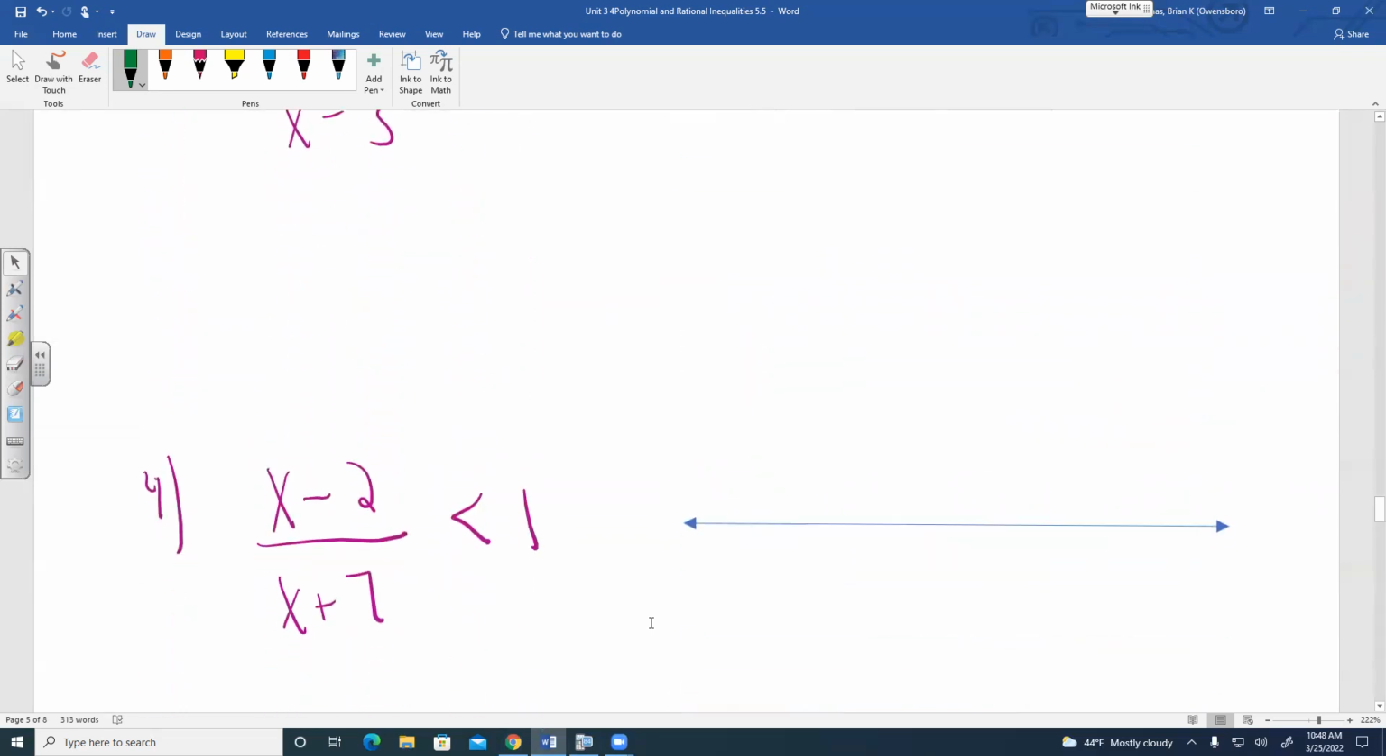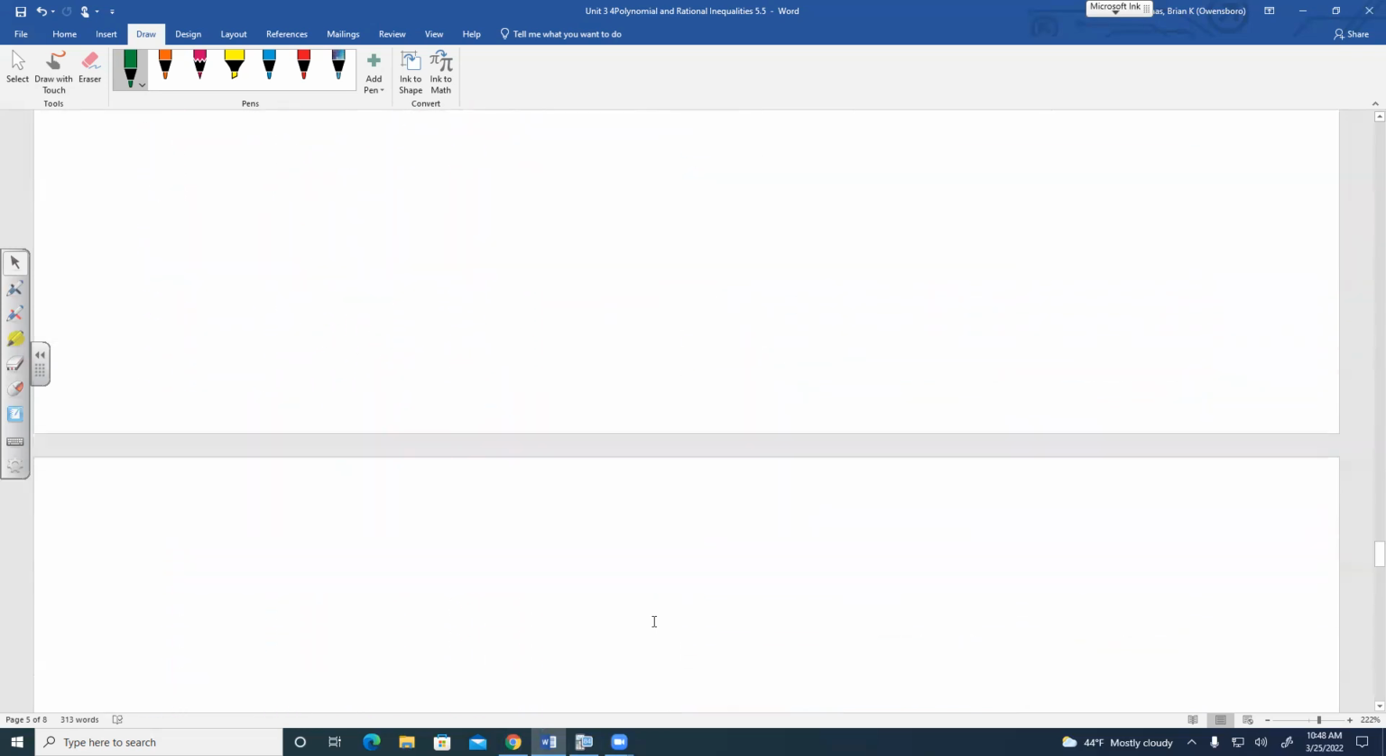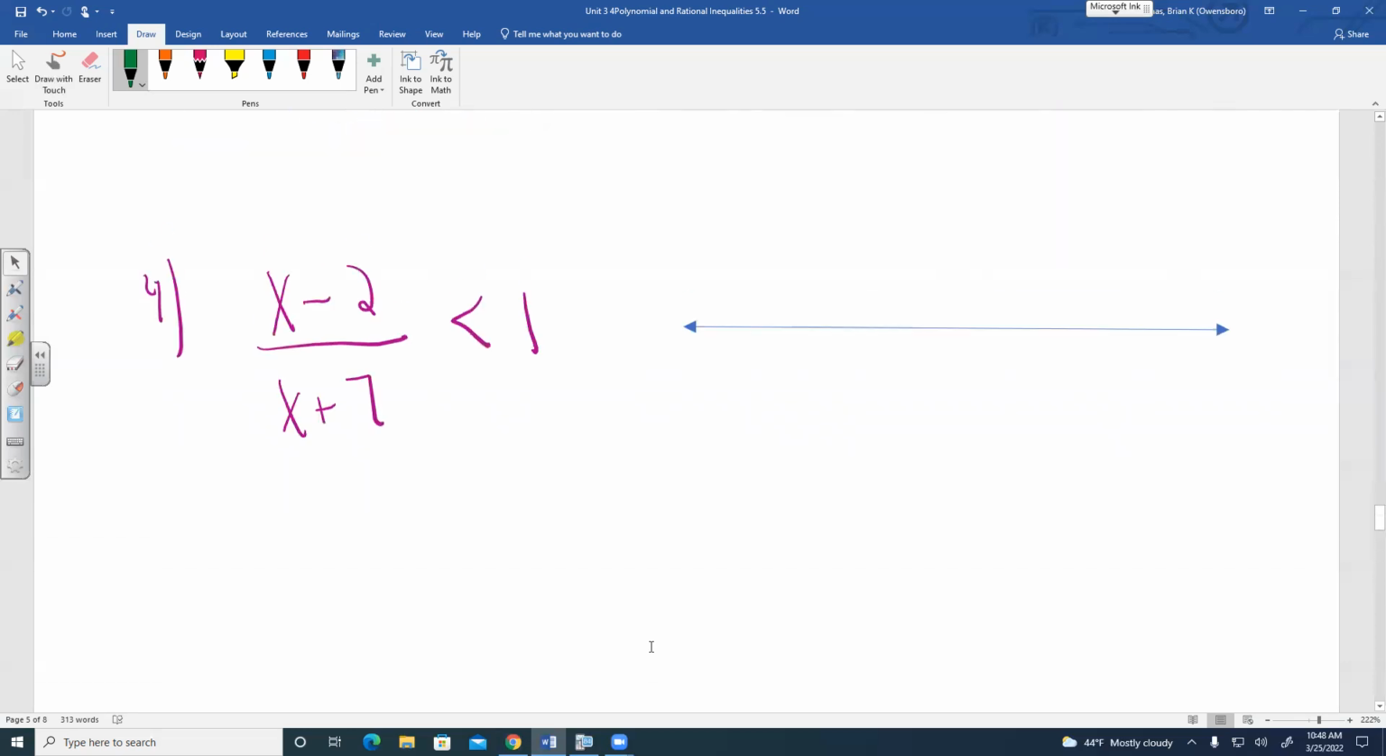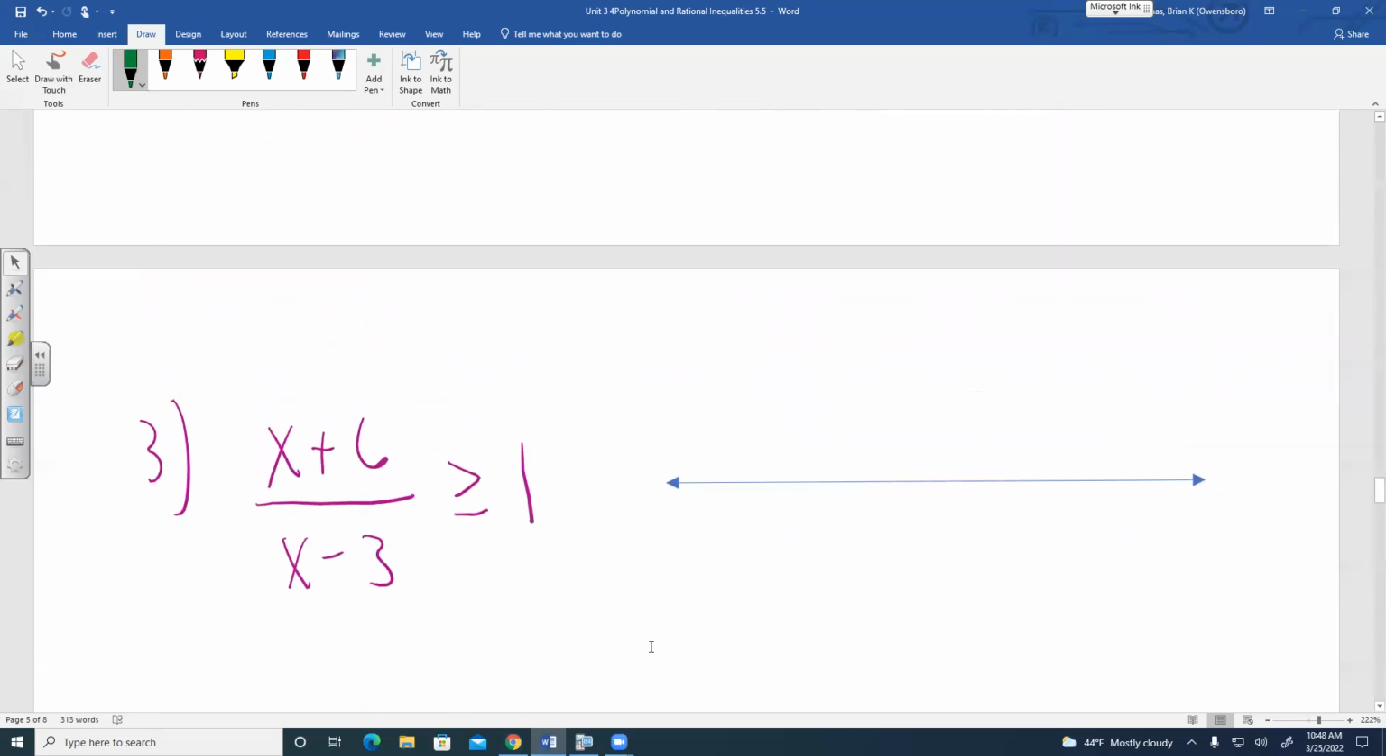So let's see what else we got here. Got a couple more. All right. So we'll finish up these last two examples here.